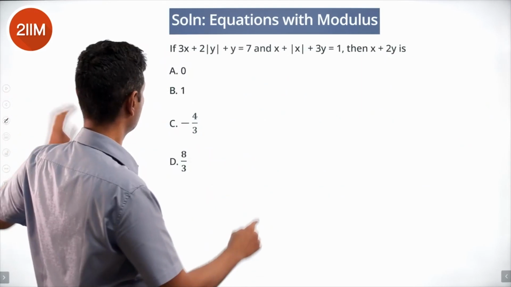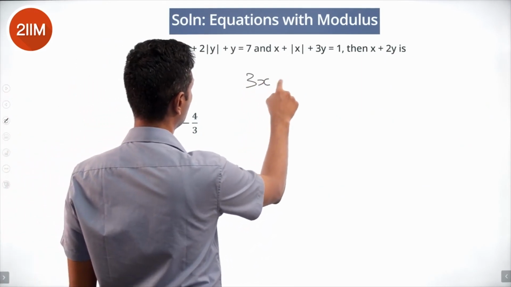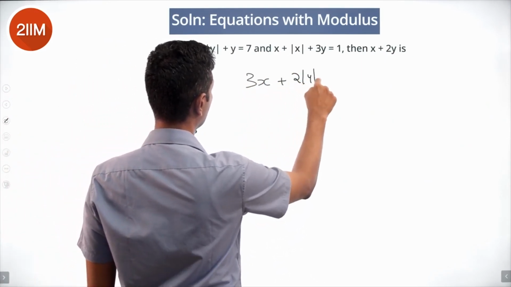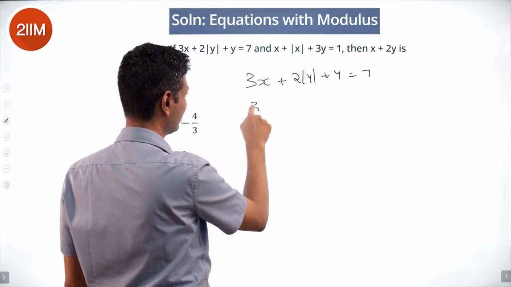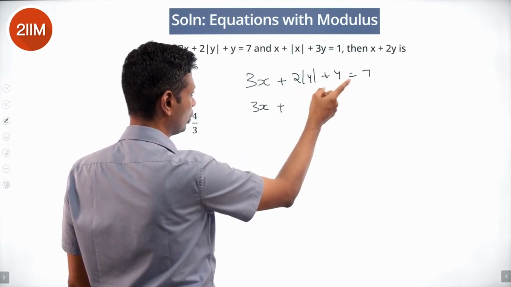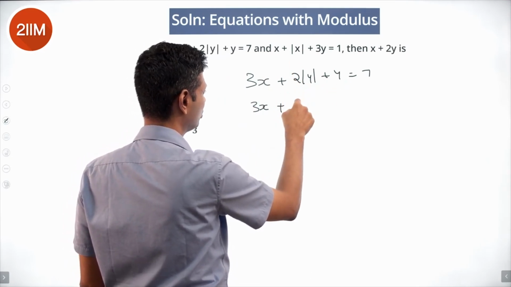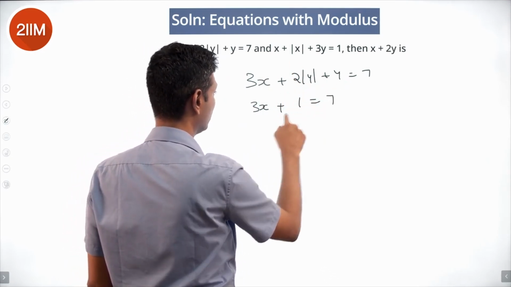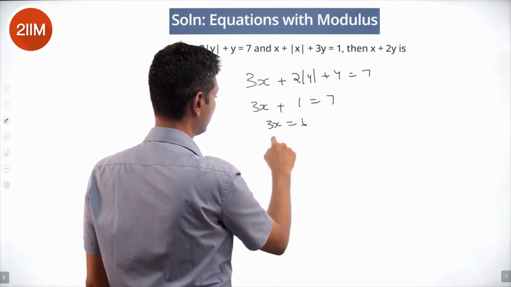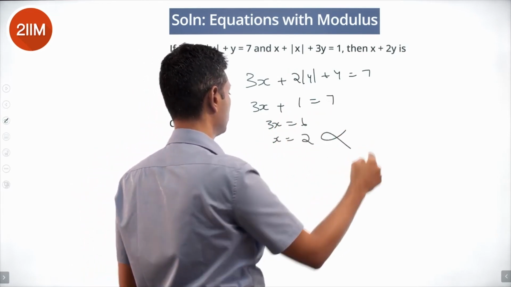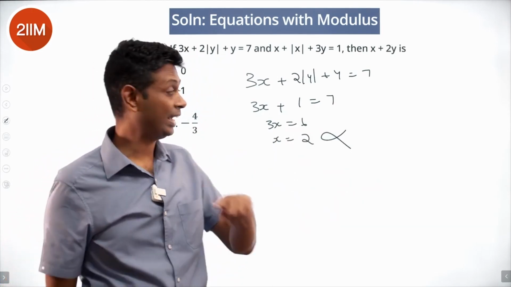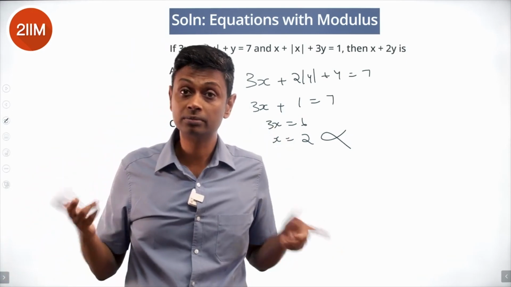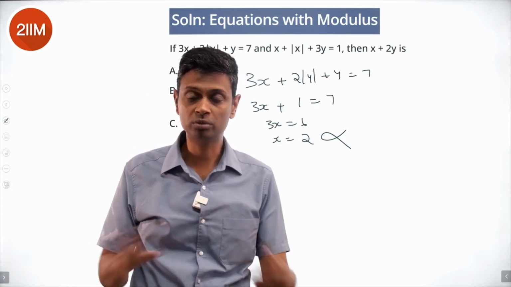Let's go to the first equation. 3x plus 2 mod y plus y is 7, y is 1 by 3. So 3x plus 2y plus y is 3y, which is 3 into 1 by 3, is 1. 7 minus 1, 3x is 6, x is 2. This doesn't work. If x is negative and y is 1 by 3, I get x is 2. That doesn't work. So x negative is not possible.